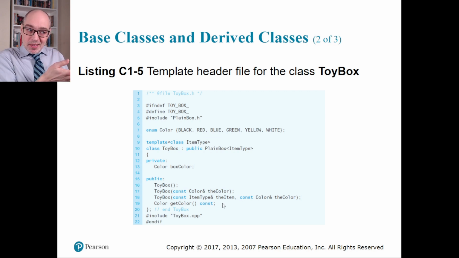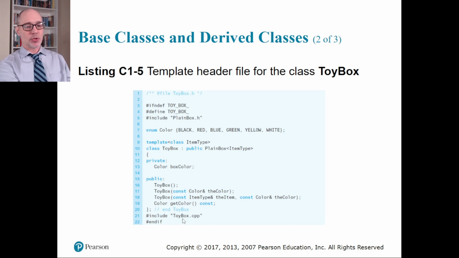Notice that they didn't put in a setColor. I would say the color of this box is immutable. Once you construct the box at the outset, you cannot change it again. There's a lot of objects in the world. There's no reason to change it. So they didn't bother to give you a setColor. That's actually pretty common.